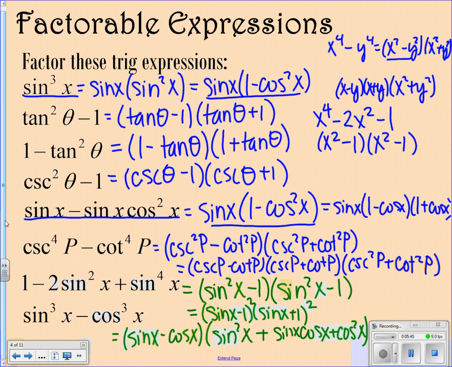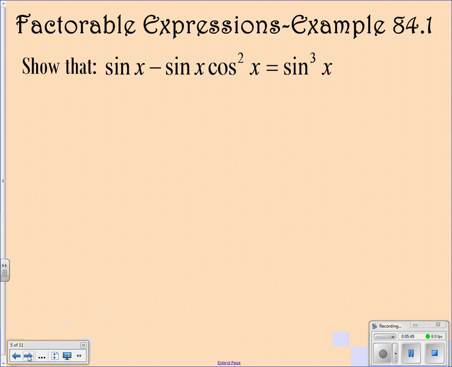So we're going to use those concepts in these "show that" problems. We want to show that sine of x minus sine x cosine squared of x equals sine cubed of x. On this one, we're going to start with the left side, so we start by writing it down. So we have sine of x minus sine of x cosine squared of x.